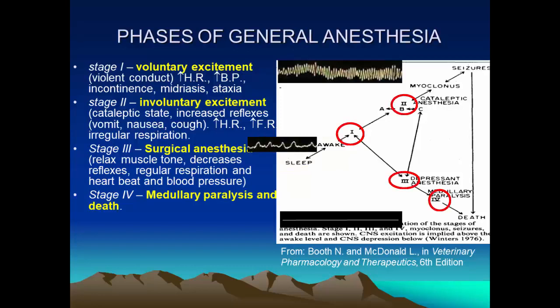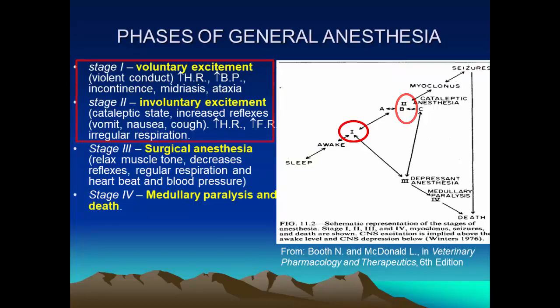Ideally, we want the animal to proceed from a stage of being awake to a stage 3 of depressant or surgical anesthesia as quickly as possible. And ideally, we want it to do so without going through the initial 2 stages. As you can see here, the central nervous system is more active, and in fact, these are phases that are called voluntary and involuntary excitement.